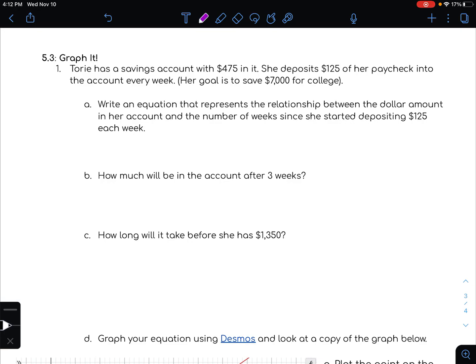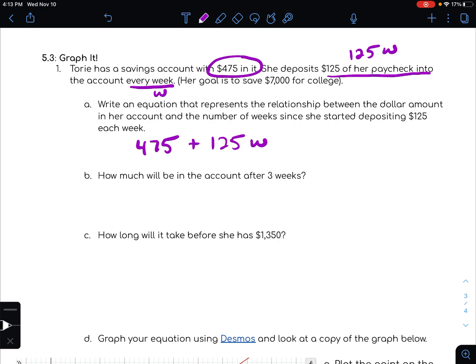Okay, now notice we don't really have variables defined in this problem, but we do know that Tori starts with $475. And we do know that she's depositing $125 every week, okay? So 125 per week, so weeks must be one of our variables. So she's adding 125 each week, so 125W, and then that's going to equal her total amount of money saved.